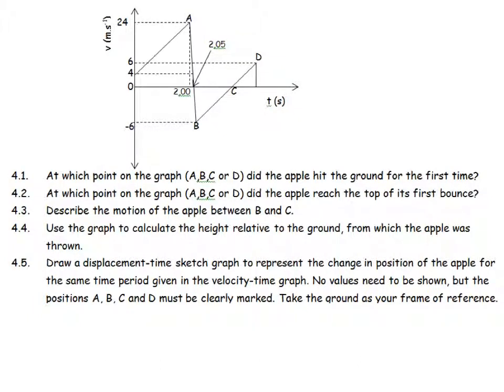First, let's try to interpret this picture. We've got a velocity time graph. The object starts with a velocity of 4 and increases its velocity to 24. That means that I actually threw it down at 4 meters per second, and it increased until such time as it hit the ground.